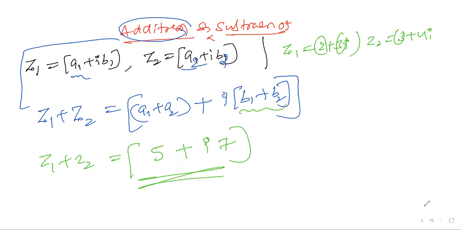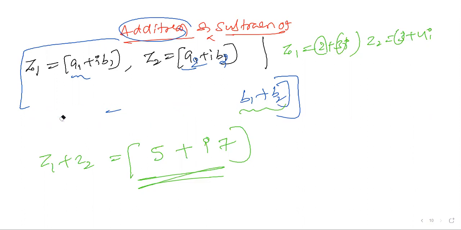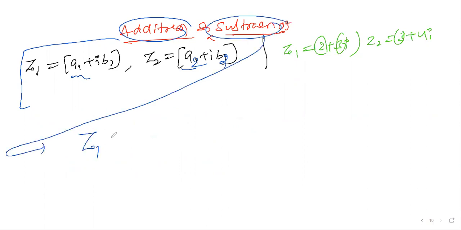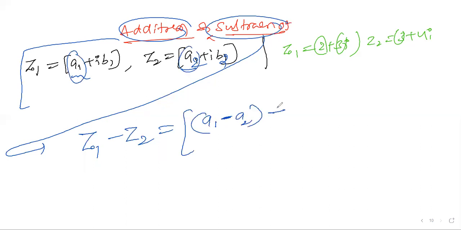Next, similarly, I will go for the subtraction also. The subtraction case is very simple. Similarly, you can do that. Just put a minus to understand very clearly. This is the subtraction mode. This is Z1 minus Z2. Z1 minus Z2 means first subtract the real parts: A1 minus A2, plus i into B1 minus B2. Clear?